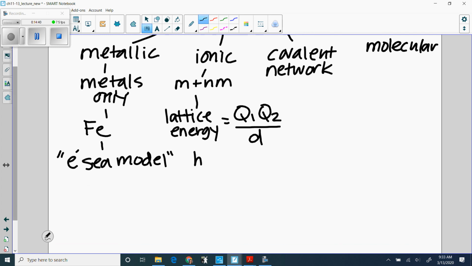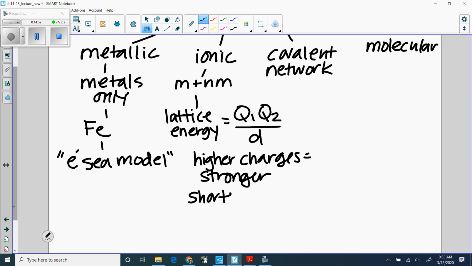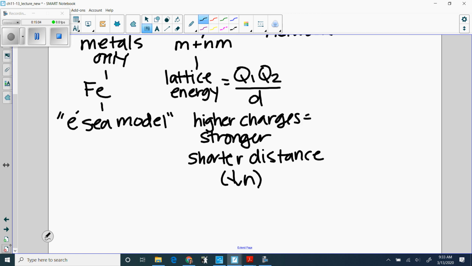So the higher the charges, the stronger. Shorter distance, I'm going to write like low N. N is the energy level. The little guys also are stronger because they're real close together.